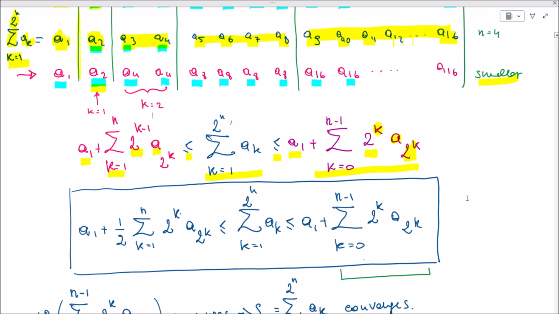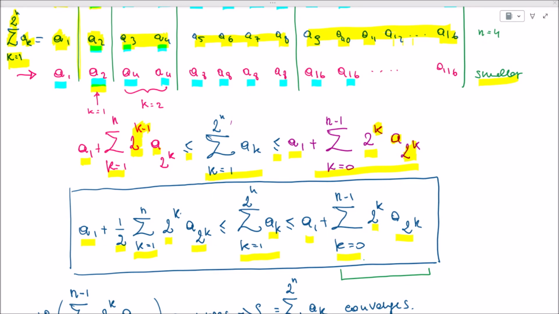Let me re-express this in a slightly different way. And what we get, I mean, we have a1, so this is the first one, but instead of having 2 raised to the k minus 1 within the sum, I will take out 2 to the minus 1, which is nothing else than 1/2, that multiplies the sum as k goes from 1 to n of 2 to the k a with index 2 to the k. This must be less than or equal to the sum k goes from 1 to 2 to the n of ak, less than or equal to a1 plus the sum k goes from 0 to n minus 1 of 2 to the k times a with index 2 to the k.